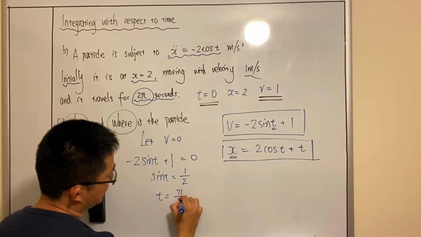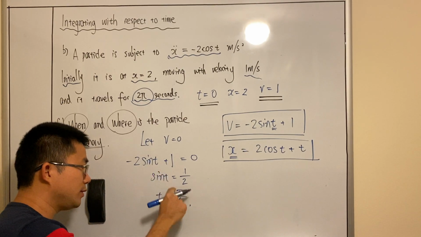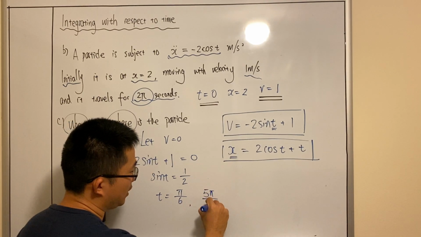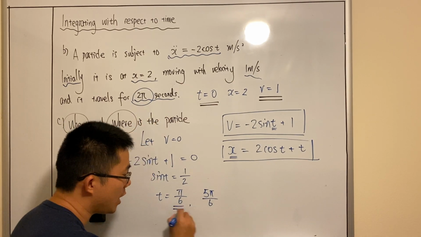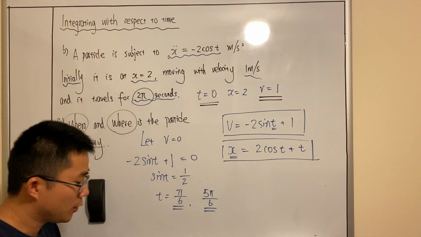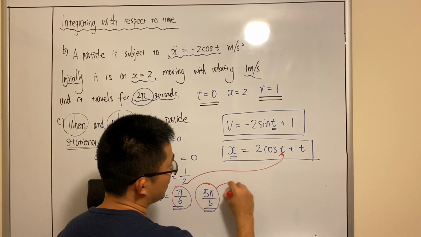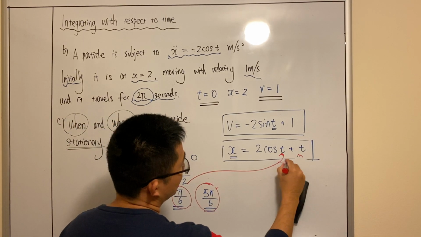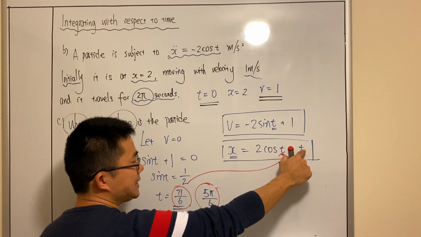t is equal to pi on 6. That is the first answer. So the particle is stationary when t equals pi on 6. And our second answer is pi minus pi on 6, which is 5 pi on 6, and it's still between 0 and 2 pi. So these are the times that the particle is stationary. Now where is the particle? Well, all you have to do now is do a substitution into the t.